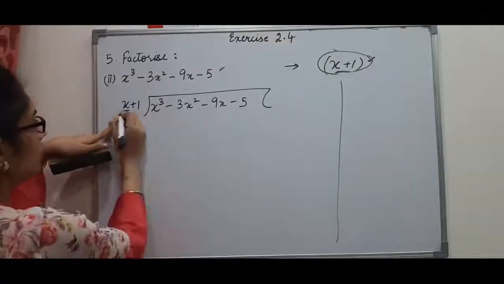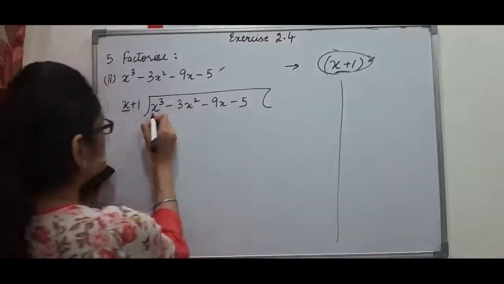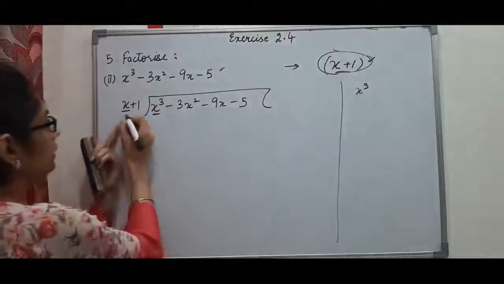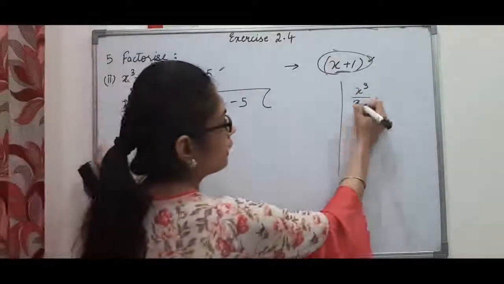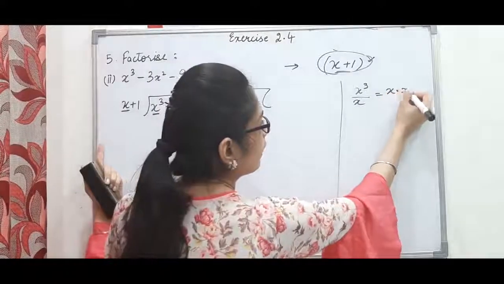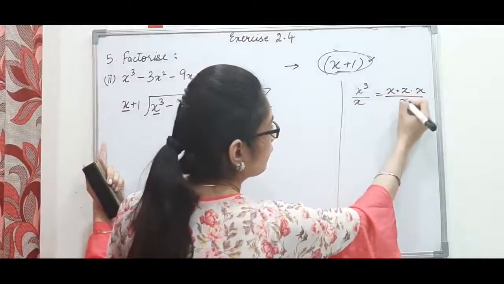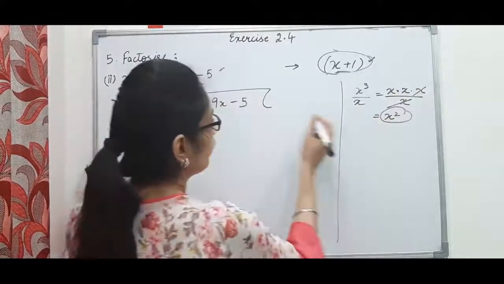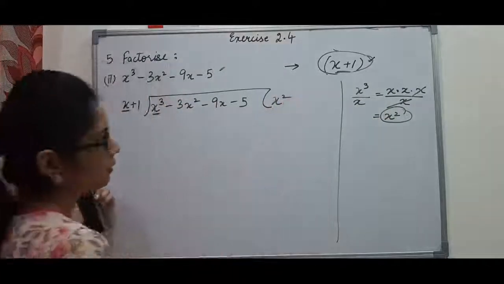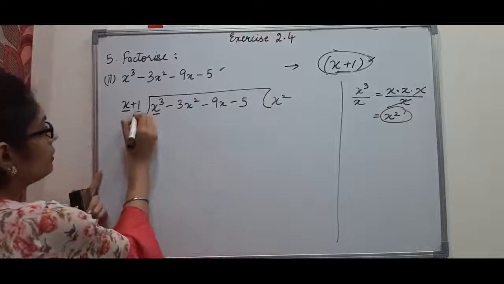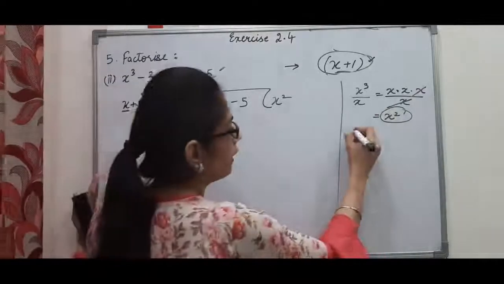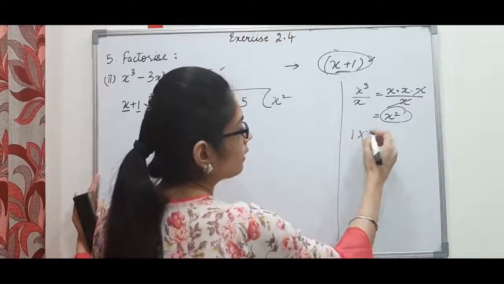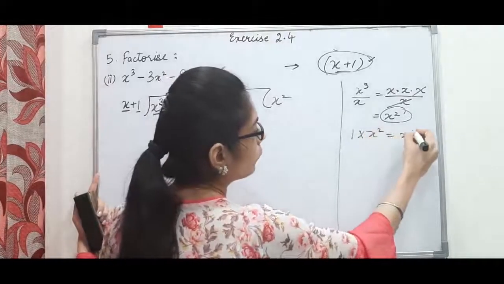This x and this x I have to choose. So x cube, I have to divide by this x. So x cube is x into x into x, divided by x. X and x will get cancelled, so I'll get x square. This x square I have to write here. Now I have to write this number, which is 1, and multiply it with this x square. 1 into x square is x square.